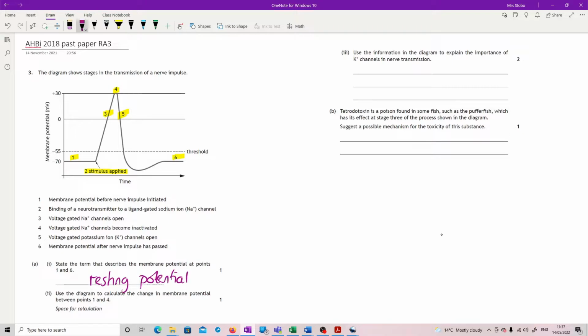Use the diagram to calculate the change in membrane potential between points 1 and 4. I genuinely thought this was a gift of a question. At 1 it's minus 70, and at 4 it's plus 30. So in total you've gone from minus 70 to plus 30, so that is 100 millivolts. That's it.